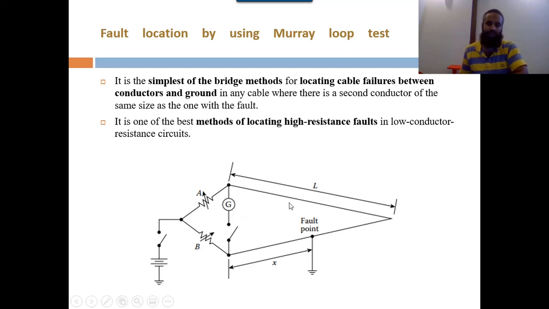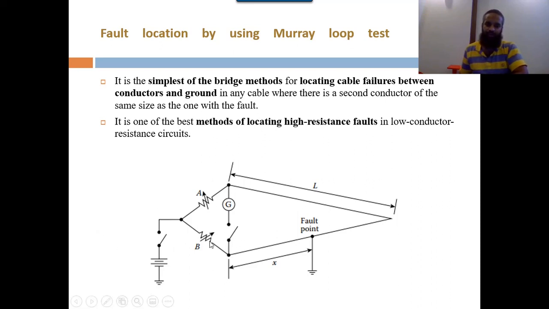In order to detect the fault, the faulty location, faulty point, or the distance, we create a bridge in which we have two variable resistances, and the other side of the bridge is connected with the wire. One side of the wire is connected with one end of the bridge, and the other side of the wire is connected with the other end of the bridge.